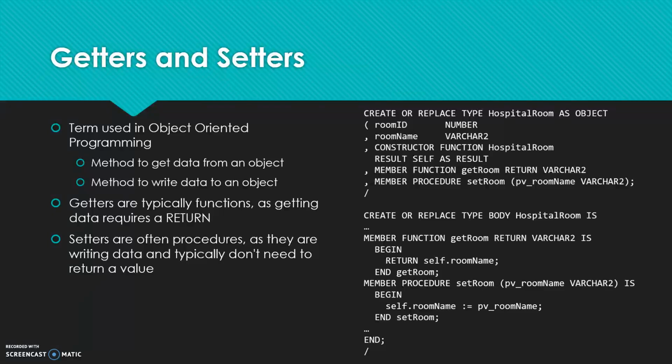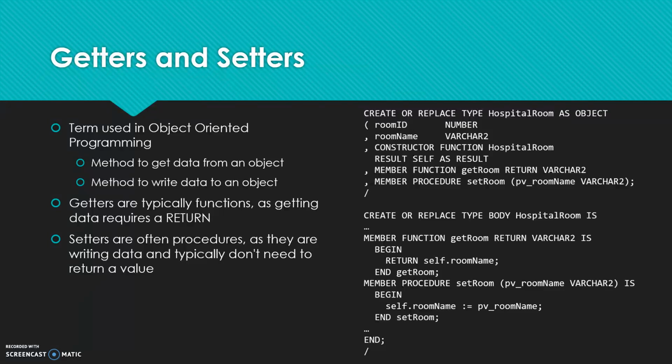Another major part of object-oriented programming are methods of getting data called getters and methods of writing data called setters. Getters are typically functions, as getting data requires a returned value. Setters are often procedures, as they are writing data and typically do not need to return a value.